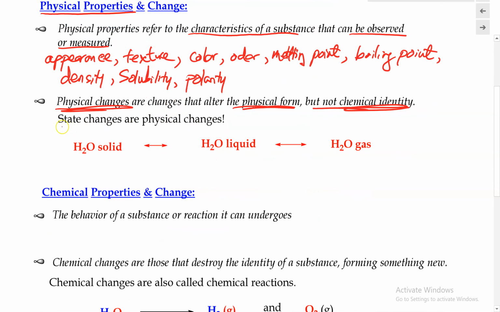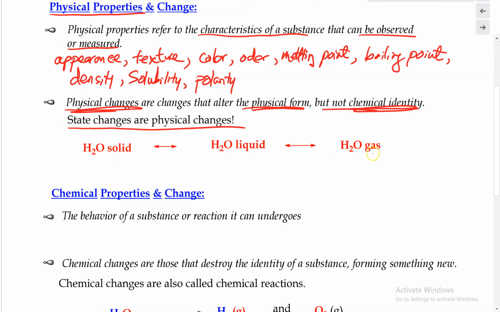So therefore, state changes are physical changes. When water solid changes into water liquid, and when water liquid changes into water gas, it's still water, right? We always have water. It simply changed the way how it looks. A solid looks different than a liquid, and a liquid looks different than a gas, and they also have different melting point, different texture, different solubility, and so on as well.